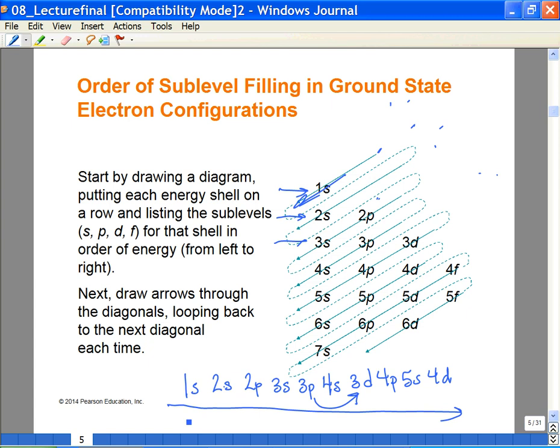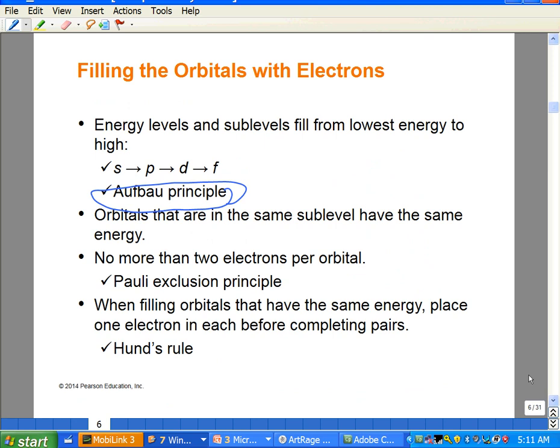The Aufbau principle tells us we're going to fill one electron at a time in each orbital until we get to the desired number of electrons in the orbitals. So that is known as the Aufbau principle. It's also sometimes called the filling up principle. We already told you that orbitals of the same sublevel have the same energy. So rule number 1, we go from lowest to highest.